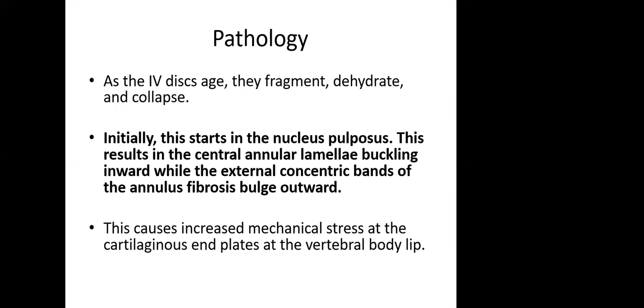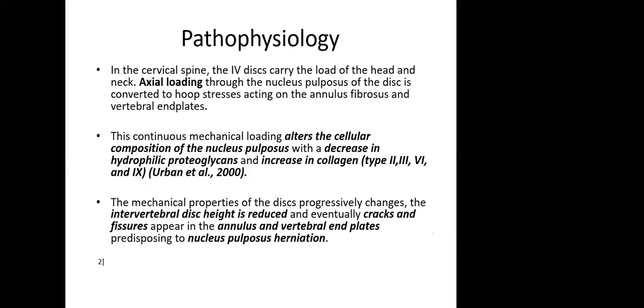By reason of pathology, as the intervertebral disc ages, it fragments, dehydrates, and collapses. It's important to know that these changes actually start at the nucleus pulposus, resulting in central annular lamellar buckling, while the external concentric bands of the annulus fibrosus bulge outwards. This causes increased mechanical stress. Next slide, at the cartilaginous end plates.